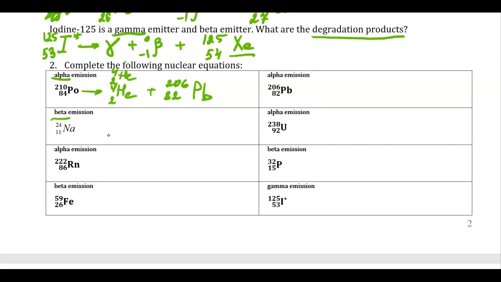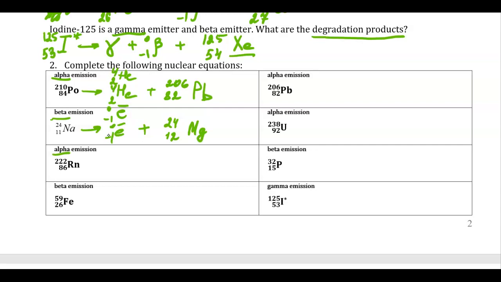the parent nucleus produces or emits a beta particle, which is an electron. So I can write down here no mass, -1 its charge. So sodium, electron here, and we will get the same mass number, but we will get atomic number 12, and it gives us magnesium. Okay, the next one, alpha emission.